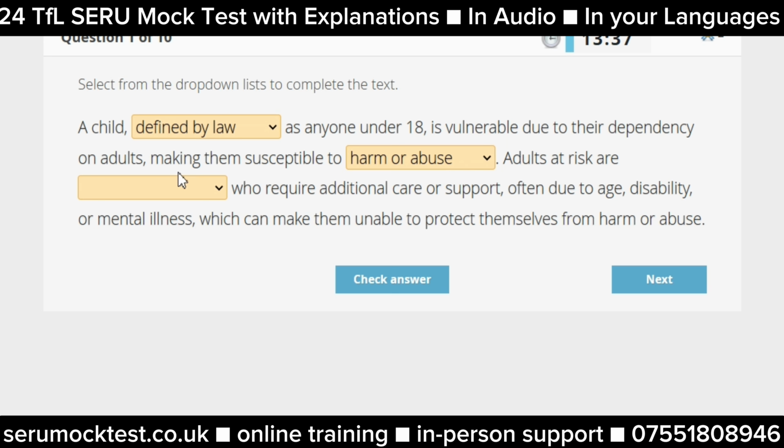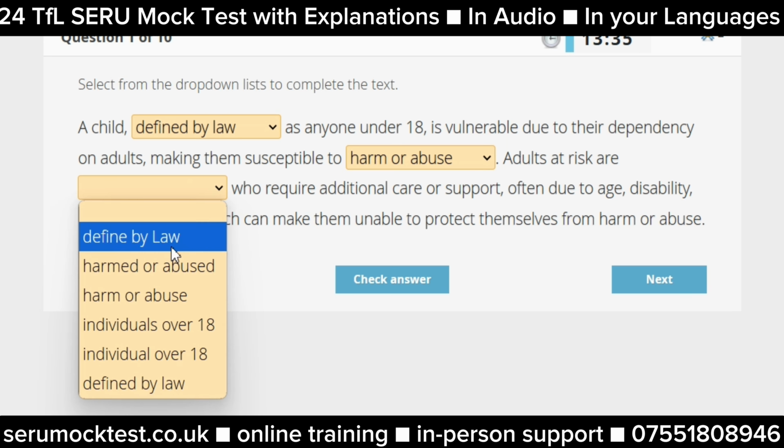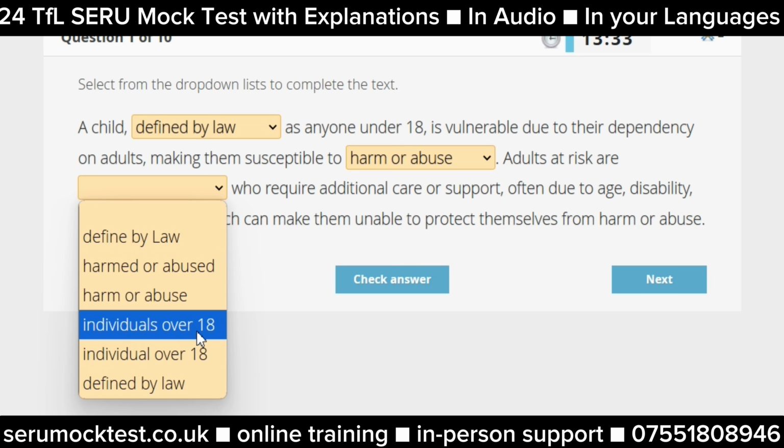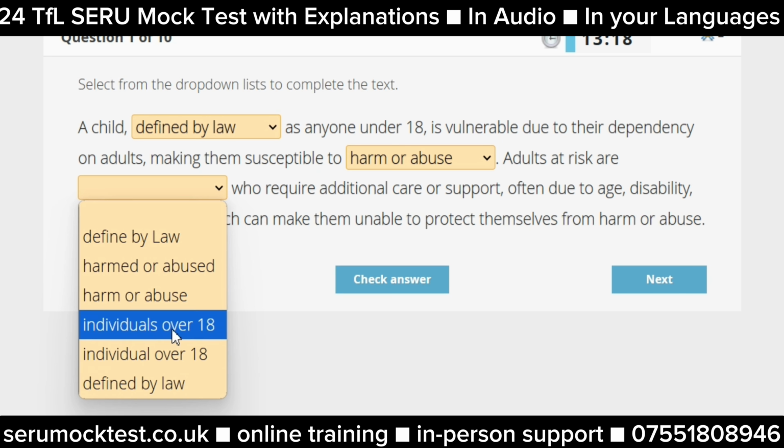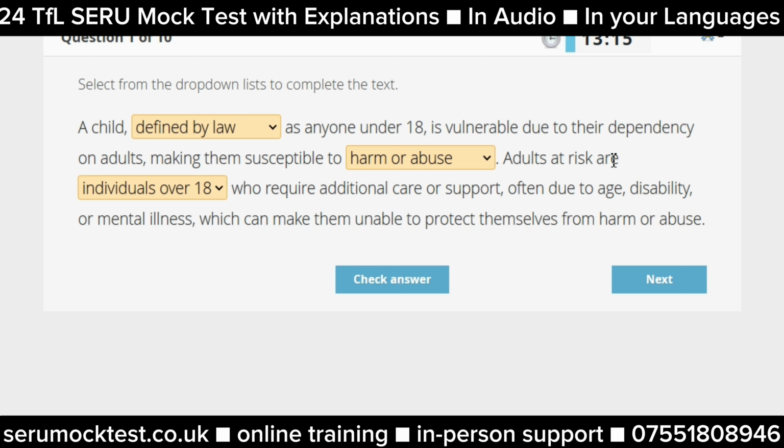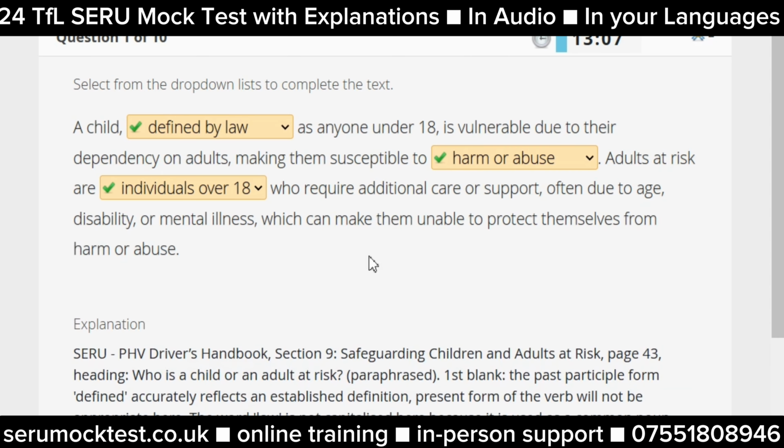Now, adults at risk are. Now we have two choices left: individuals over 18, individual over 18. Now you need to look at this word here, adults. This word is referring to more than one individual, right? So therefore, we'll have to go for plural here as well. Individuals. Adults at risk are, and this "are" is also telling me we're talking about more than one person: individuals over 18 where it requires, etc.